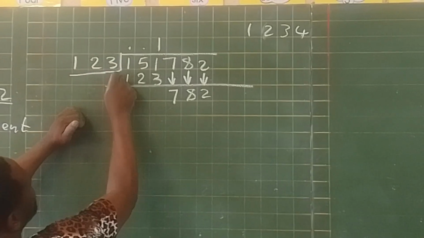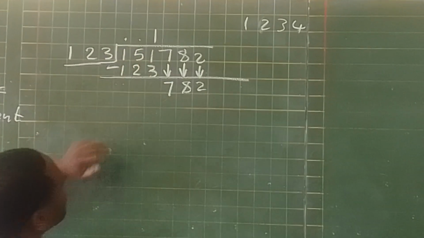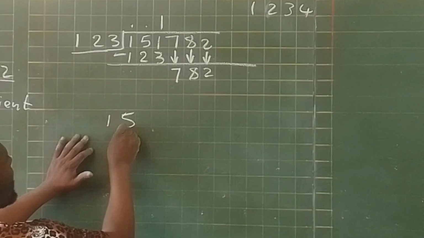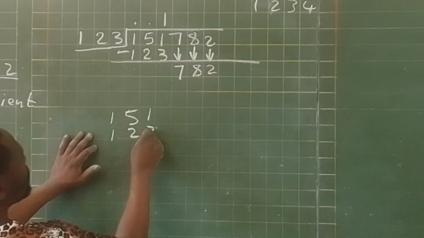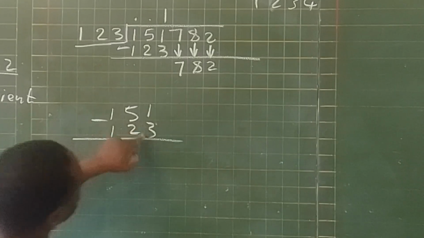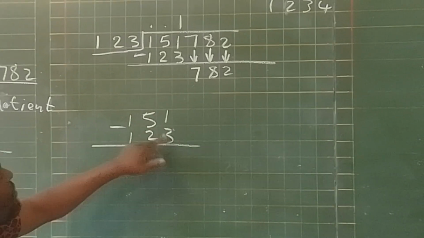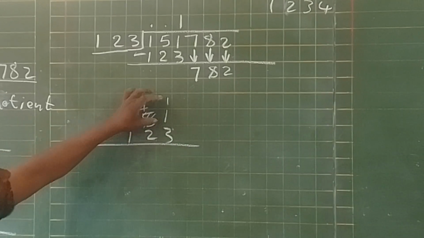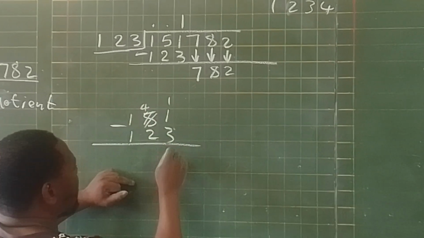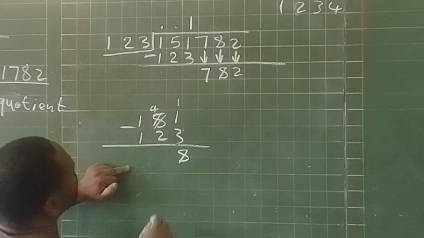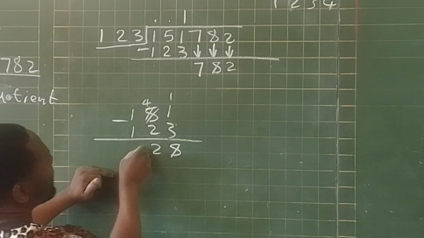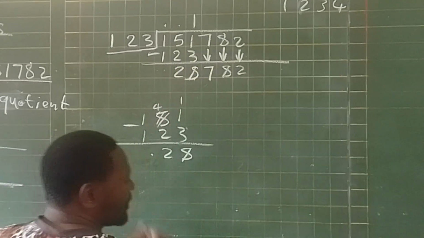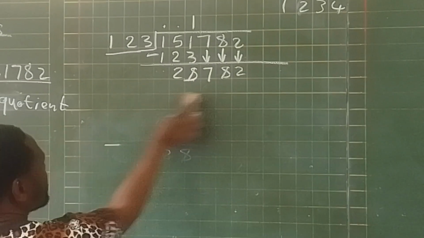Right, we start subtracting here. I'll do it here so that you can all see. 151 and 123. Subtract that. 1 subtract 3, impossible. You come and borrow here, you are left with 4. You bring a 1 here. 11 subtract 3 is 8. 4 subtract 2 is 2. 1 subtract 1 is nothing. So we have 28 here.